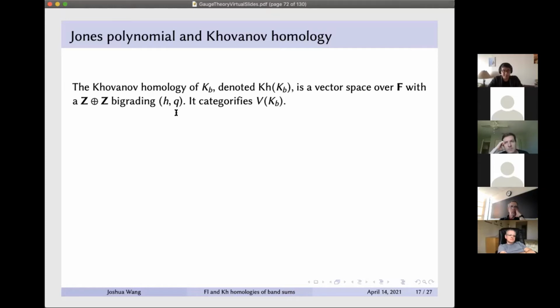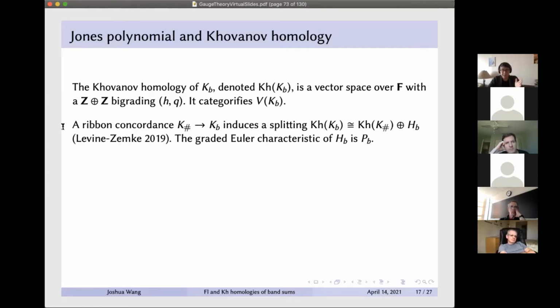And in fact, it satisfies the same behavior under ribbon concordances. So if you take a ribbon concordance, Levine and Zemke show that you get an injective map on Khovanov homology, and in fact, you get a direct sum splitting. So we can take our ribbon concordance, given to us by Miyazaki's construction, and get a splitting of the Khovanov homology of KB as the direct sum of the Khovanov homology of K sharp with something. A bigraded vector space, finite dimensional, and I'll just call it HB.